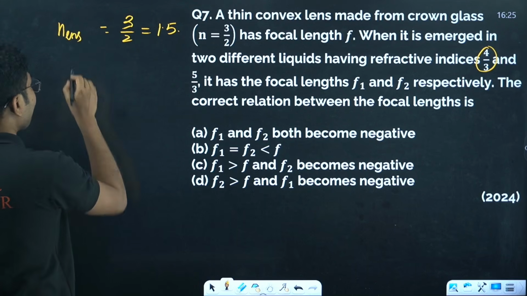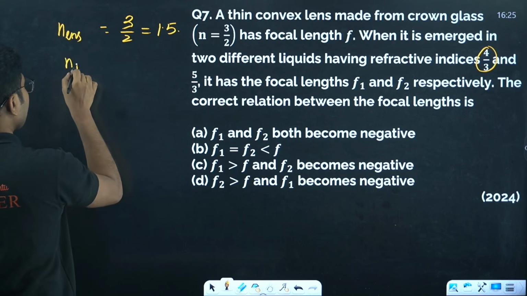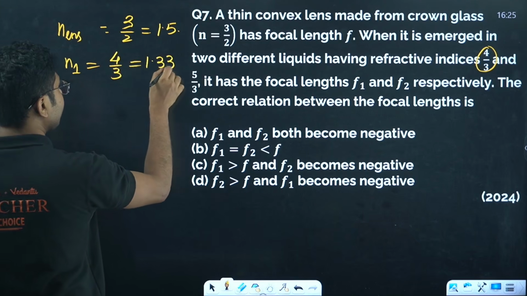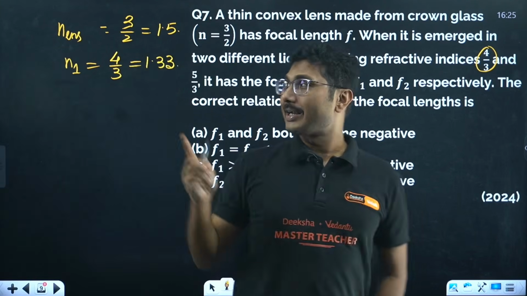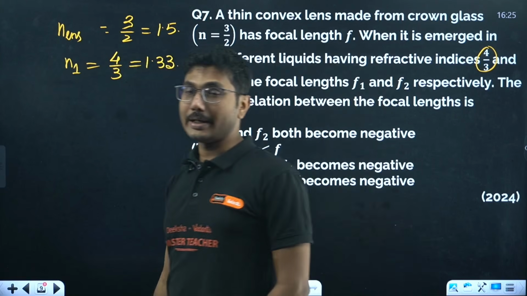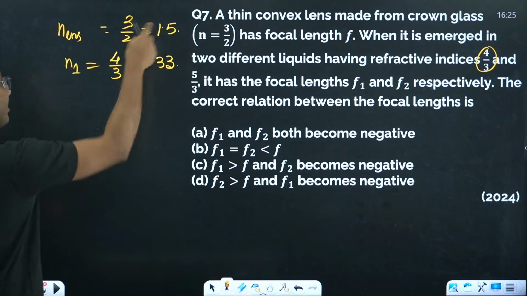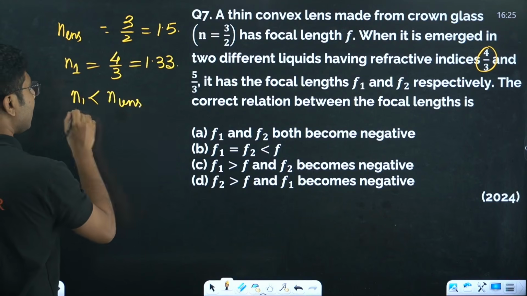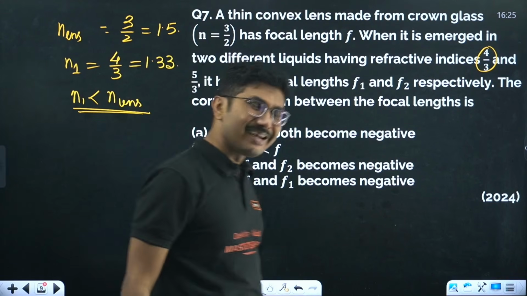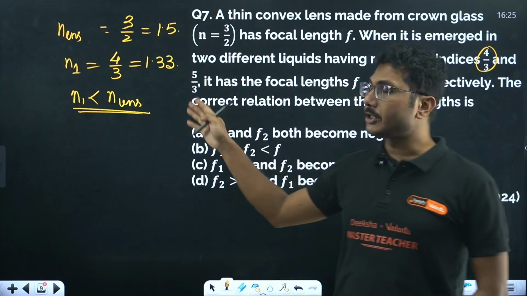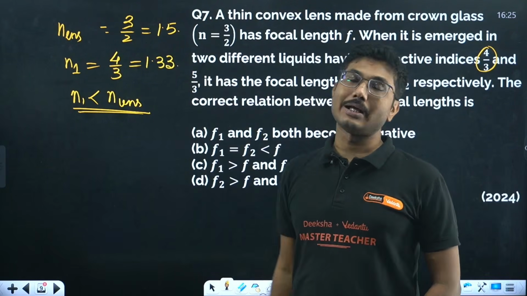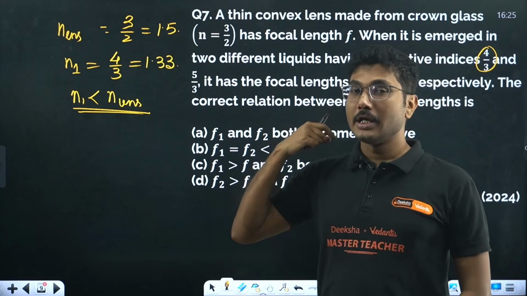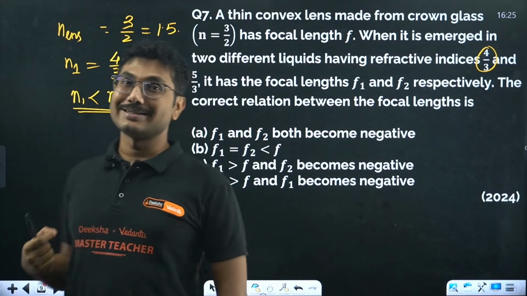Now, what is the refractive index of the first liquid? That is 4 by 3, which is 1.33. Obviously this refractive index is greater than 1, greater than air, but it is less than that of the lens. So n1 is less than n lens. So definitely the lens which was convex will still remain convex. Understand this logic. You can do mathematics, but that will take longer. If you understand the physics behind this question, you can solve it in less than 1 minute.